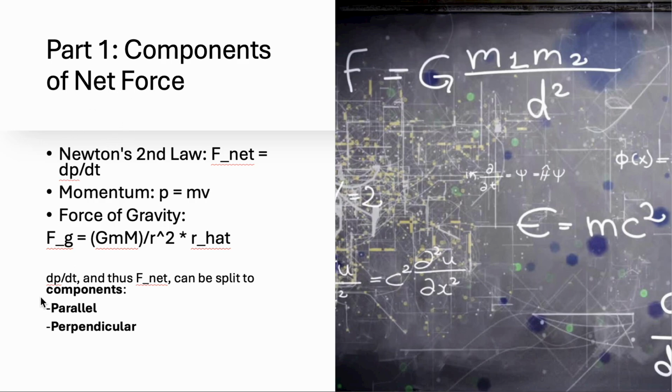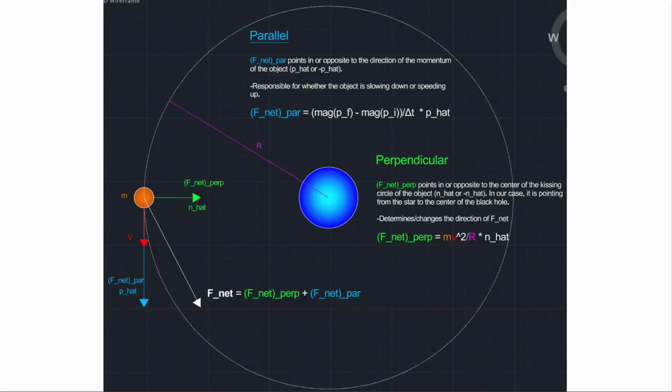So we can actually split dp over dt and thus F net into their parallel and perpendicular components. F net parallel points in or opposite to the direction of the momentum of the object and is responsible for whether the object is slowing down or speeding up. F net parallel is also just shown here as the magnitude of final momentum minus the magnitude of initial momentum over the change in time, times p hat, which is just the direction.